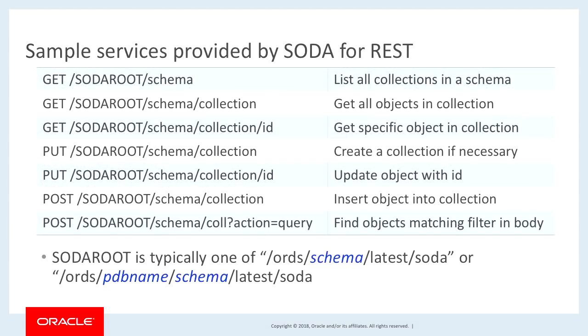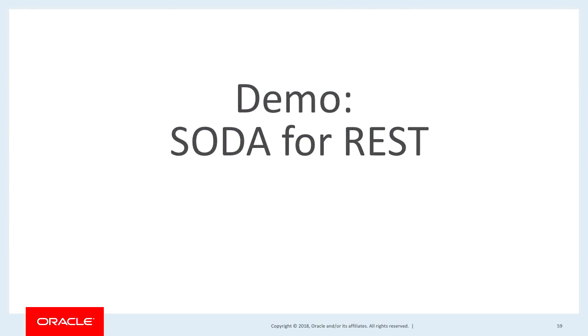When you start working with ORDS and SODA, you'll see that you have a schema root, which is typically going to be ords/schema/latest/soda. Latest meaning the latest version of ORDS and the SODA APIs, although in the future if there are backward incompatible releases, you might have to specify a version if you want to continue working with it. But you have all of these endpoints to start working with data, not having to go in at the SQL layer, just using HTTP and REST. So let's take a look at SODA.